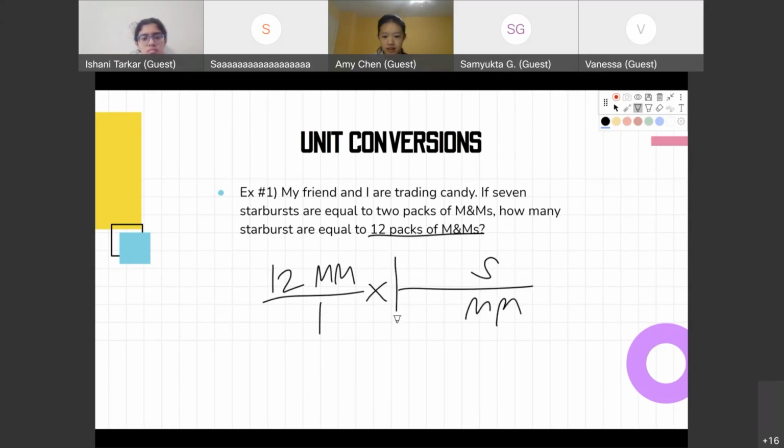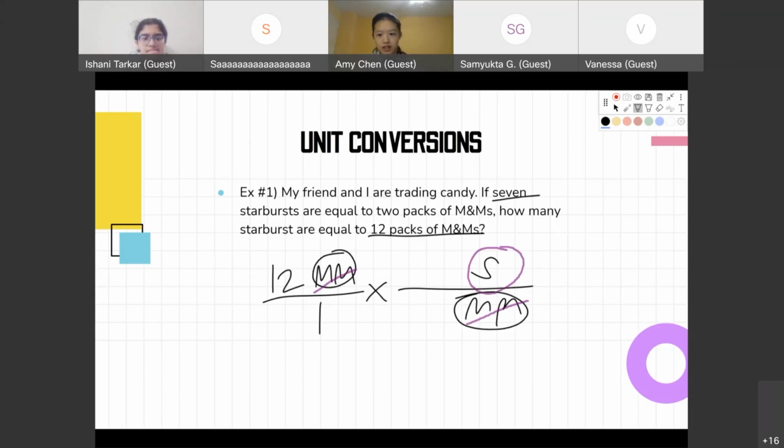We're multiplying by this thing, which is called a conversion factor. It tells us how many Starbursts are equal to 1 M&M, or just how many of each are equivalent. The reason we multiply by this conversion factor is that there's 1 M&M in the numerator and 1 M&M in the denominator, so they cancel out. We'll end up with no M&Ms, but first we need to figure out how many Starbursts equal how many M&Ms.